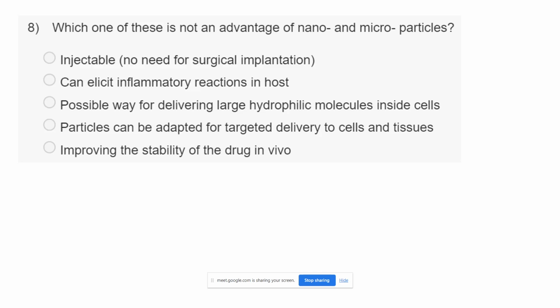Okay, so next question. Which one of these is not an advantage of nano and micro particles? The options are injectable, no need for surgical implantation, can elicit inflammatory reactions in host, possible way of delivering large hydrophilic molecules inside cells, particles can be adapted for targeted delivery to cells and tissues, improving the stability of the drug in vivo.